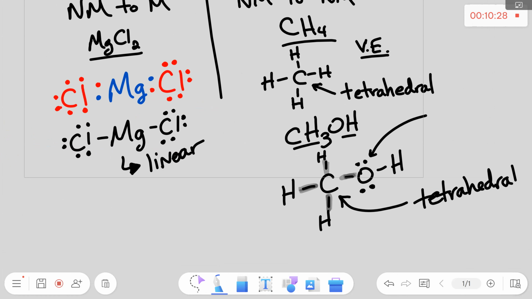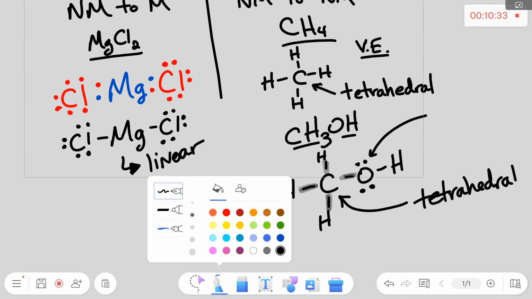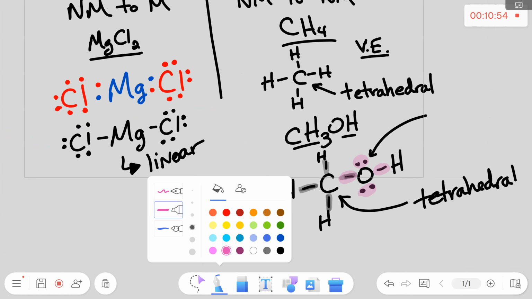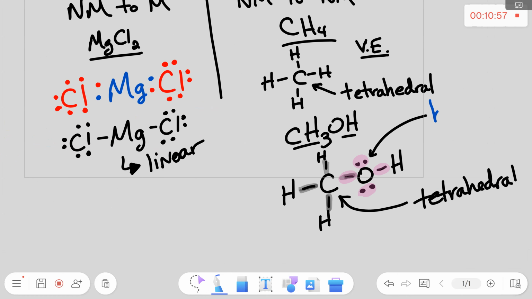Make sure we don't count those. Remember, bonding sites are where bonds could be, not where they are. Where could bonds be around this oxygen? 1, 2, 3, 4. But since I have 2 lone pairs of electrons, what is my actual shape? And that's going to be bent.